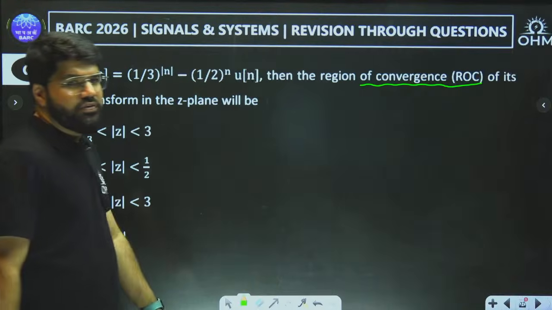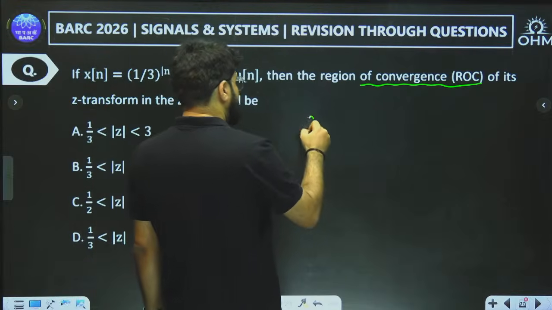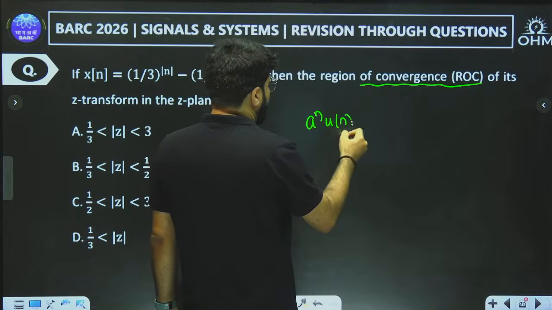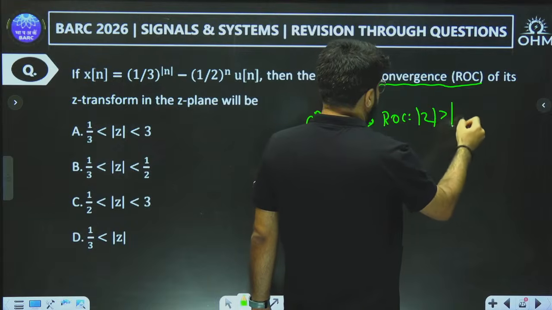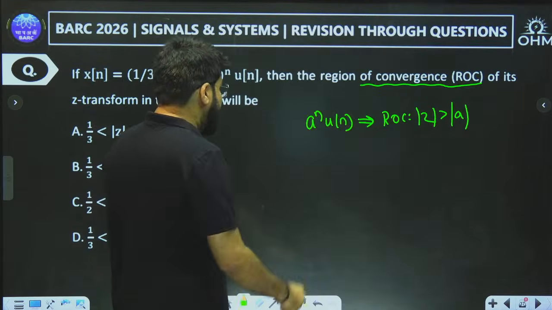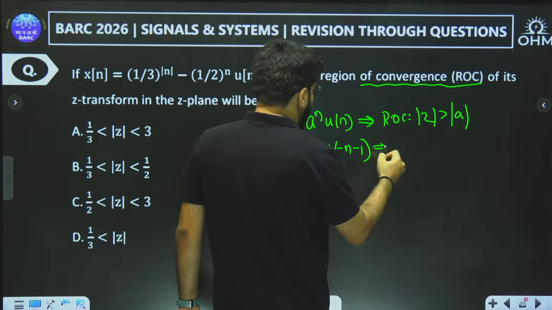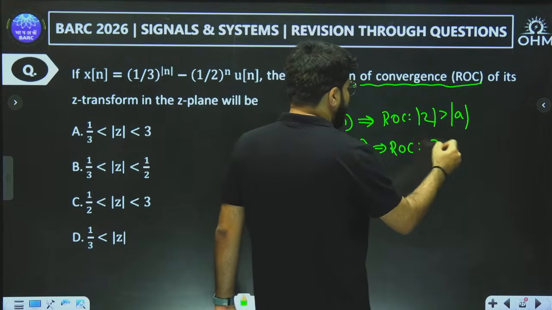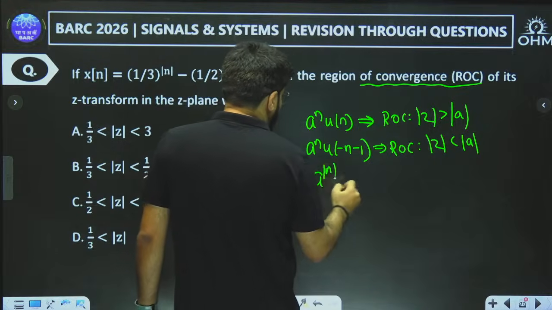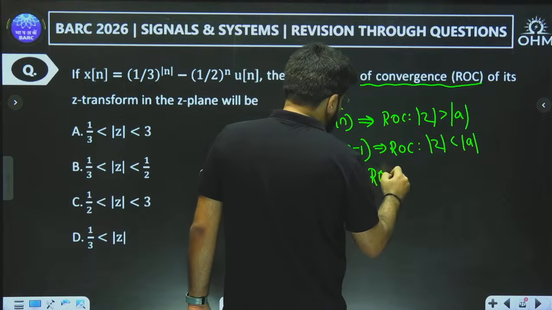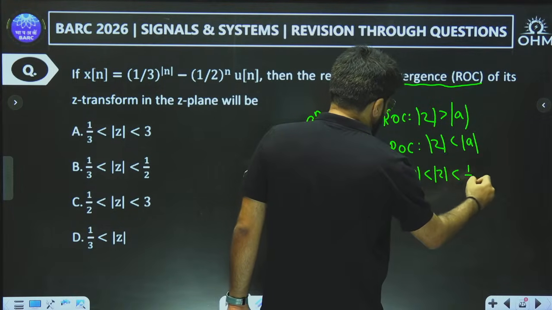What is the ROC of the Z transform? Okay, let's do it. See, a power n u[n]: what is the ROC? Mod Z greater than mod A. Then a power n, three important cases. A power n u[minus n minus 1], the left sided case, the ROC is the interior of the circle, mod Z less than mod A. And a power mod n, the ROC is between mod A less than mod Z less than mod 1 by A.